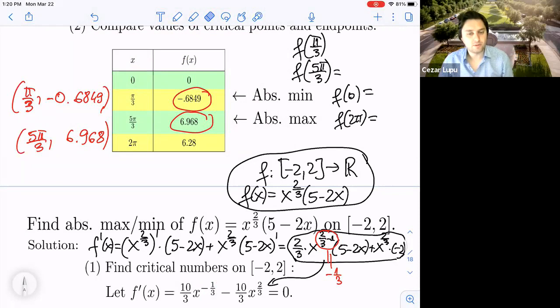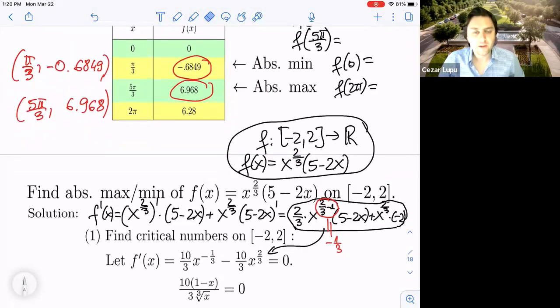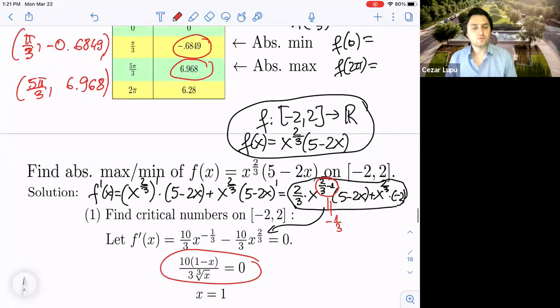And we're going to set this equal to 0. And guess what? Once we set this equal to 0, we are left with this equation. So it's 10 times 1 minus x, everything over 3 times cube root of x, equals 0. So what are the solutions of this equation? Well, x equals 1. I think it's pretty clear.